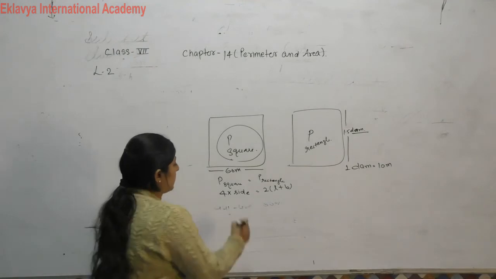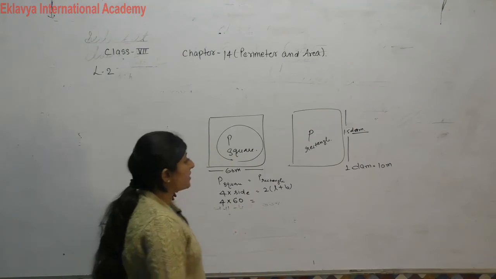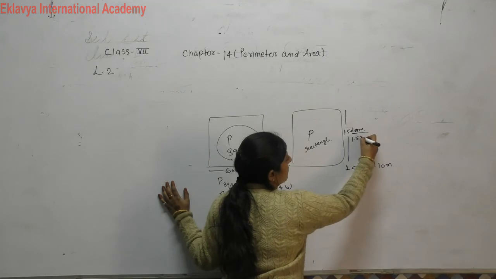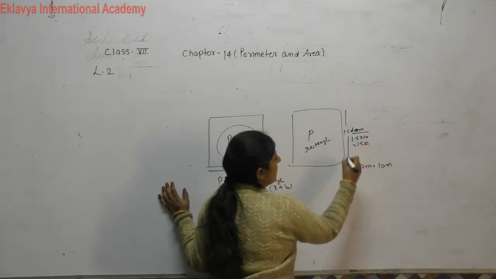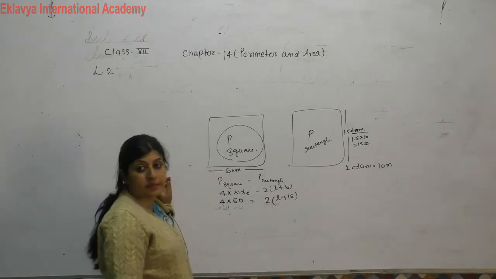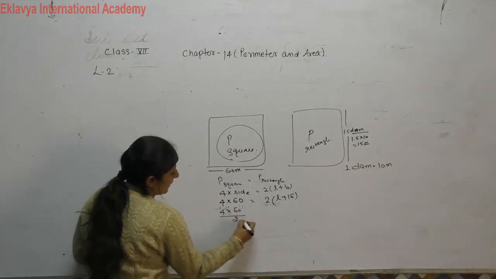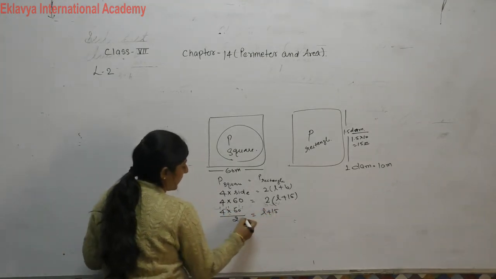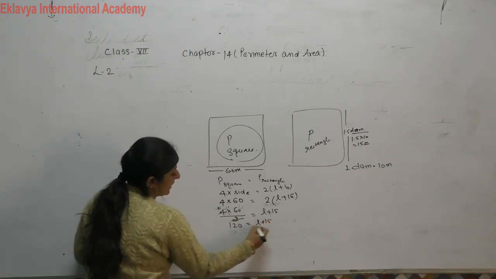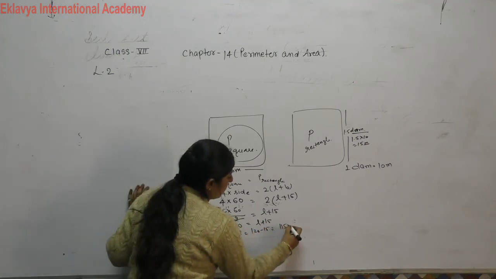तो 4 into side, हमें side of square पता है, 4 into 60 is equal to 2 multiply 1.5 decameter, it means 1.5 into 10, that is 15 meter. Length we don't know, but breadth 15 meter. Now solve this equation. 4 multiplied by 60, we can divide by 2 is equal to L plus 15. 2 2s are 4, then it becomes 120 equals L plus 15, then length is equal to 120 minus 15, that is 115 meter.